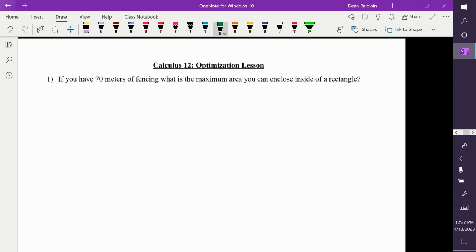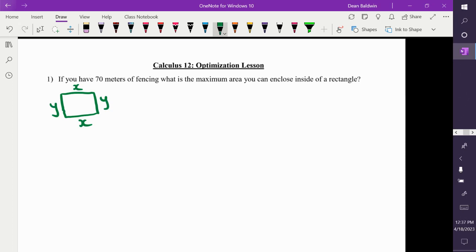You have 70 meters of fencing. What is the maximum area you can enclose inside of a rectangle? So first thing I always do is draw a picture of a rectangle in this case. Label the sides. It doesn't matter what variable you use. It's your choice. I'm going to choose X and Y.